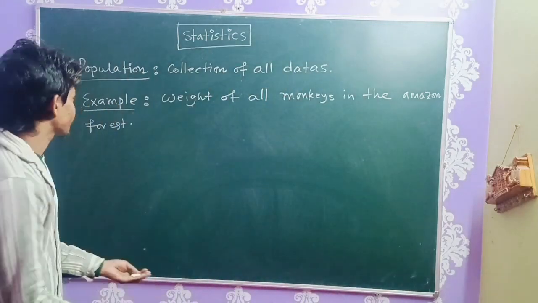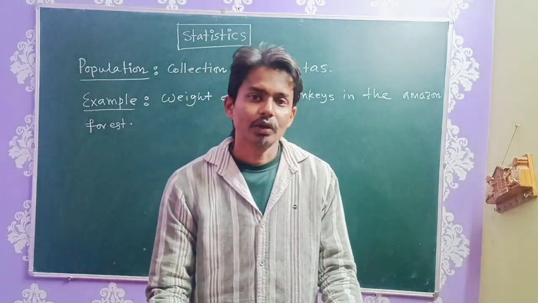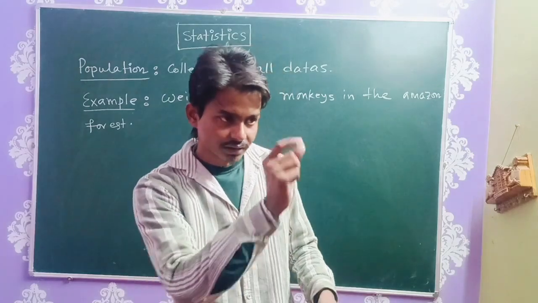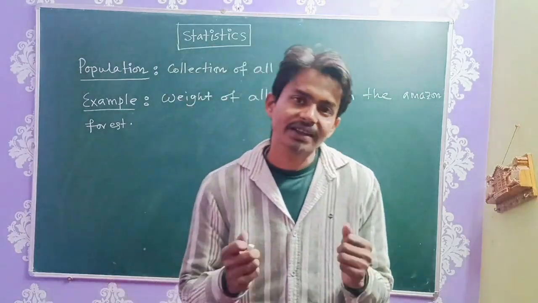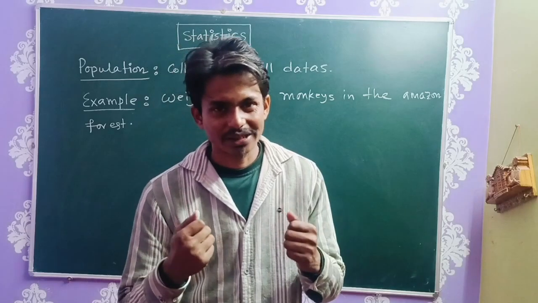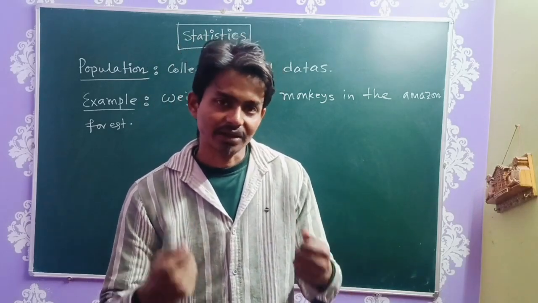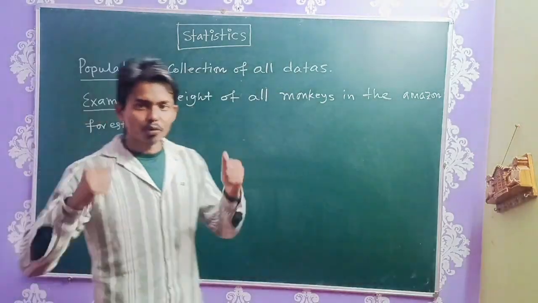So then, how do we understand the average weight of all monkeys? Maybe there are 1 million monkeys in total in the Amazon forest. It is really difficult to read the weight of each of 1 million monkeys, right? So we need a better mathematical theory that helps us to predict or guess the average weight of all monkeys in the Amazon forest. So how do we do it? For that, we take the help of probability theory.